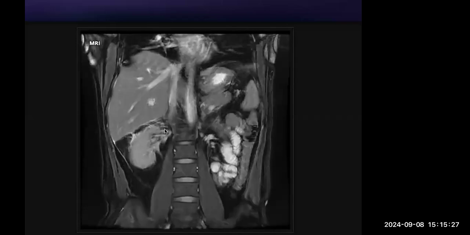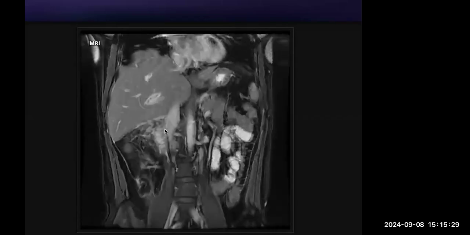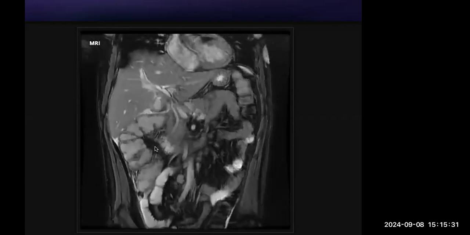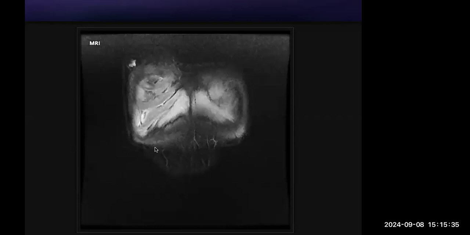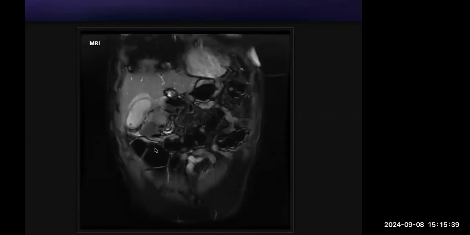So in summary, I'm not seeing any CBD dilatation. I'm not seeing any significant nodes in the abdomen. Are you sure? You did mention there was intrahepatic biliary duct dilatation.